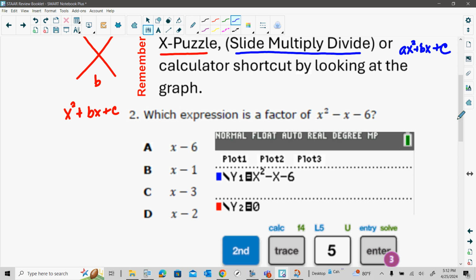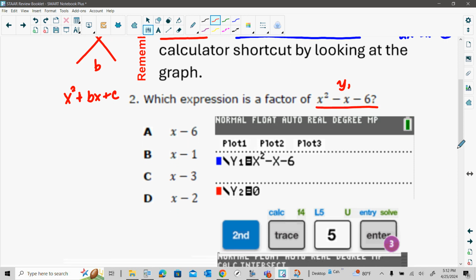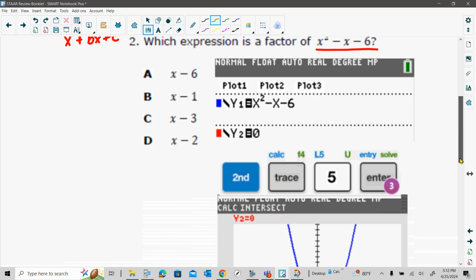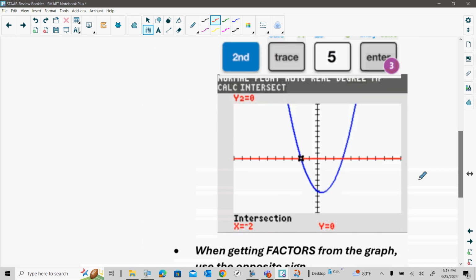It says which expression is a factor of this trinomial, x squared minus x minus 6. So this could represent my y1, and they kind of showed that here in the example. And then they put y2 equals 0, because if I have two equations and I see the intersection of those, I have a solution. So we go second, trace, then 5, and enter 3 times. Once I finish that, this is what I should see on my screen: the word intersection and that intersection point.